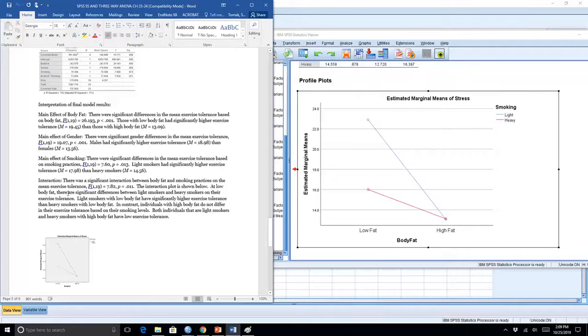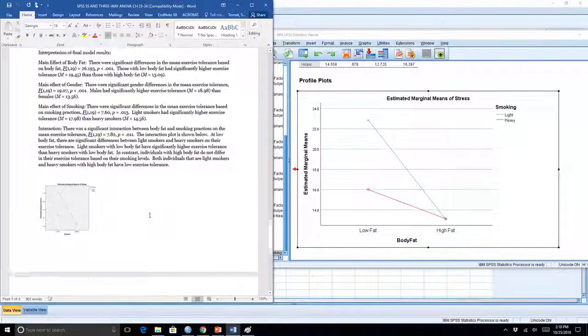With low body fat, there are significant differences between light smokers and heavy smokers. Light smokers with low body fat had significantly higher exercise tolerance than heavy smokers with low body fat. In contrast, individuals with high body fat did not differ in their exercise tolerance based on their smoking levels. So both light smokers and heavy smokers with high body fat have low exercise tolerance. Okay, so that is that.